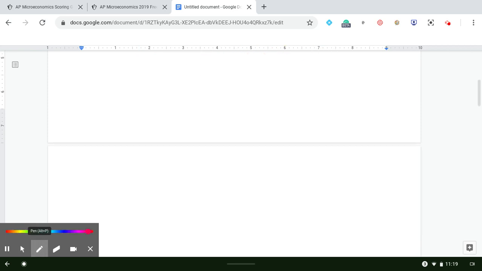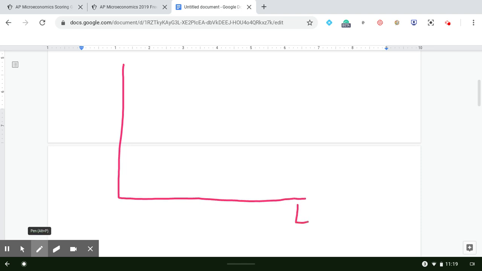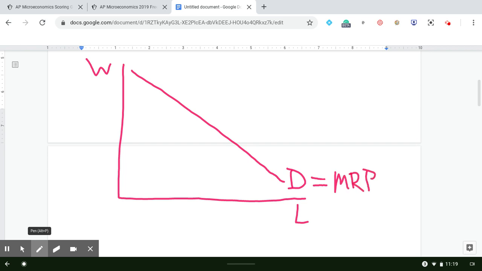So if we remember, you have labor and we have a wage rate. And we have a demand for labor. That is what we call derived demand. It is the marginal revenue product of our product. So it's the marginal revenue times the marginal product of labor. That's what we mean by derived demand. It's derived from the actual market itself.